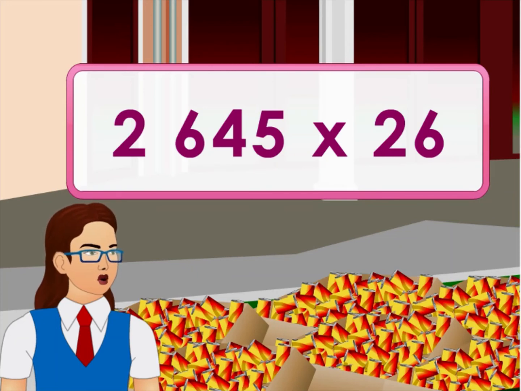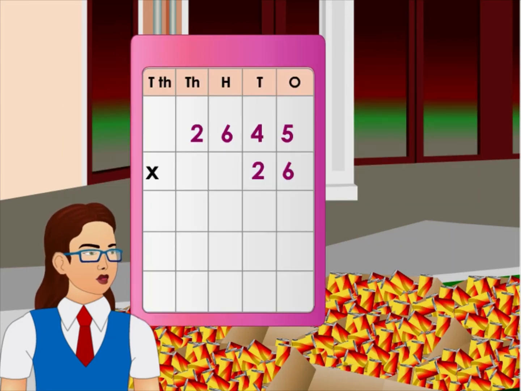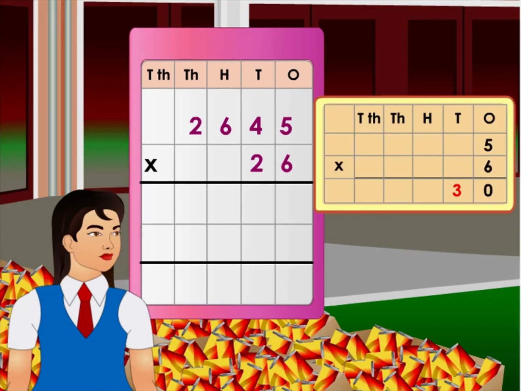2,645 times 26. First, we shall solve the problem in its vertical form. Now we start multiplying from the ones, followed by tens, hundreds, and thousands. First, we multiply 5 and 6, we get 30. I write 0 below the ones and trade 3 to the tens place. I multiply 4 tens with 6 and get 24 tens. I add 3 to the 24 and get 27 tens.